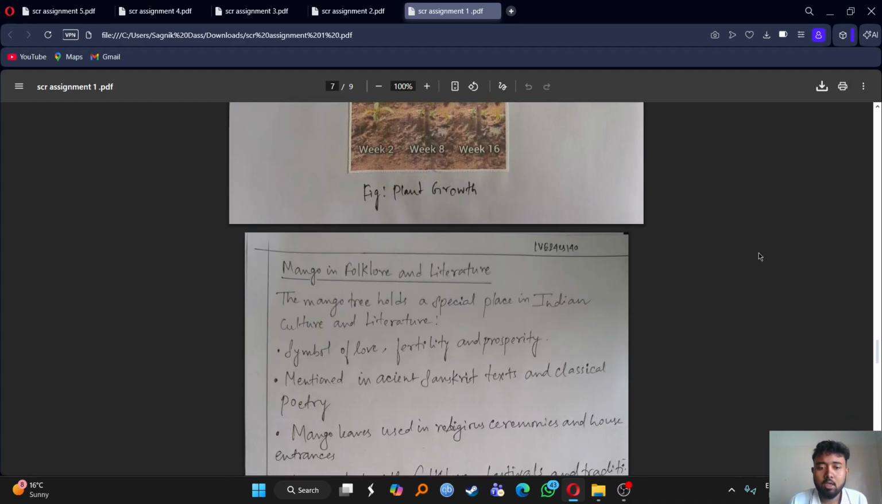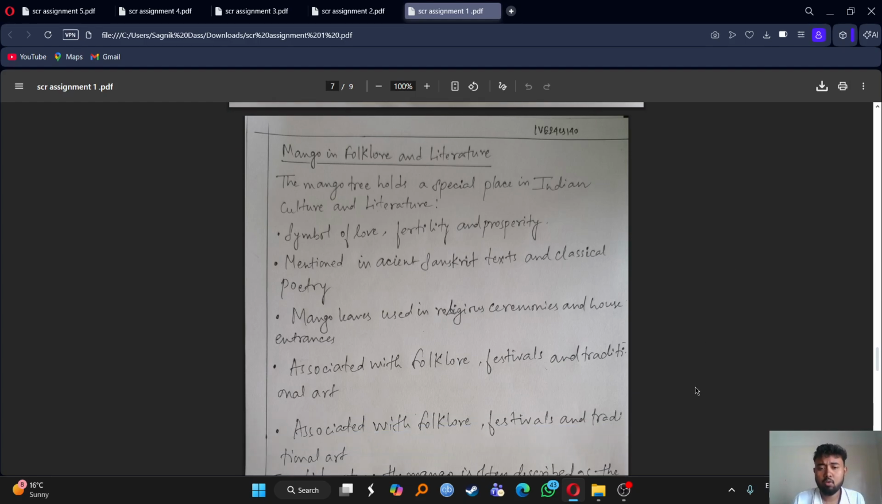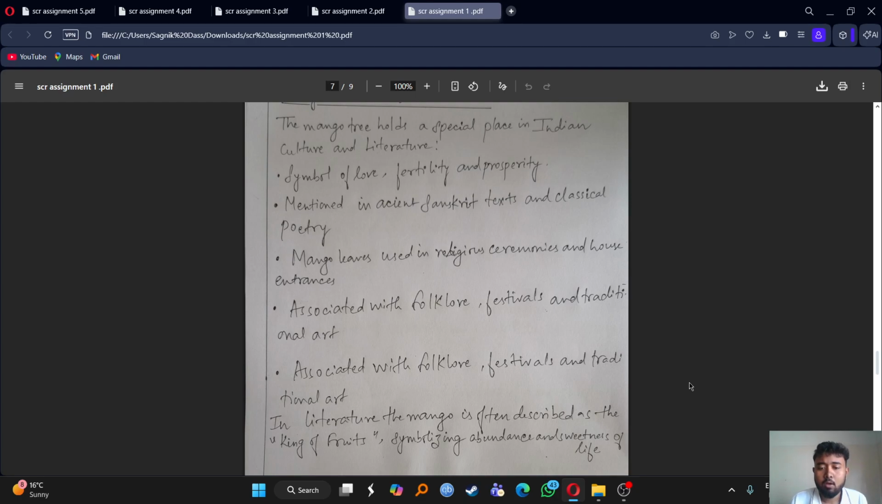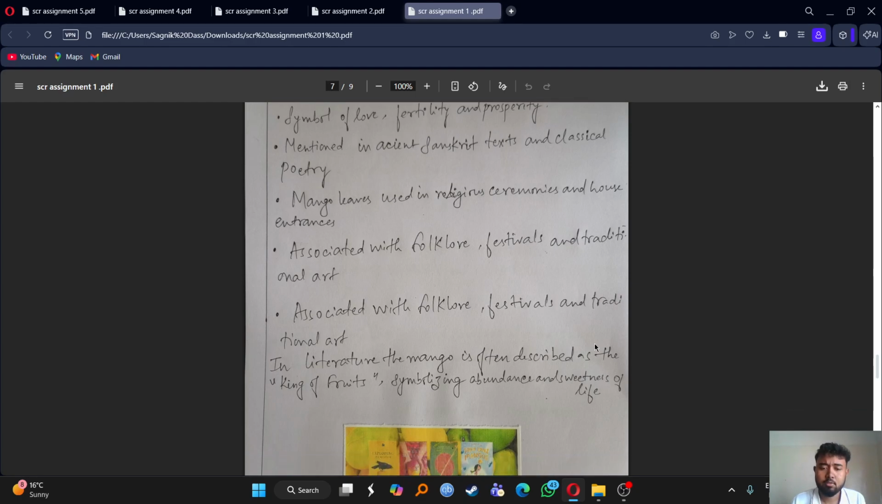Then mango in folklore and literature. As I already said, mango is very popular in India, starting from rituals, literature, and folklore. It has been used in many use cases. The mango tree holds a special space in Indian culture and literature, as a symbol of love, fertility, and prosperity. Mango is used in religious ceremonies, and is associated with folklore, festivals, and traditional art. In literature also there are many symbolizations of mangoes, and we often say the king of fruits is mango.